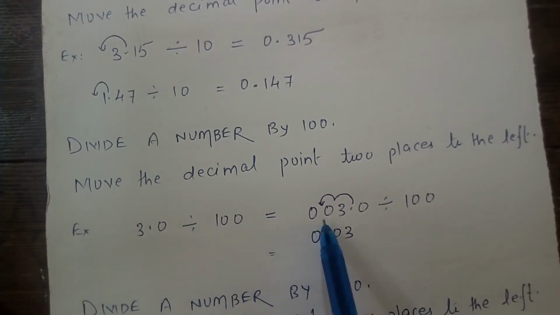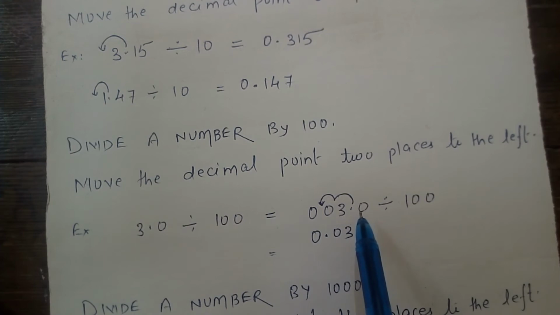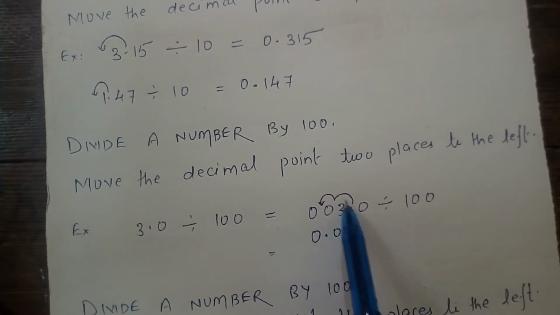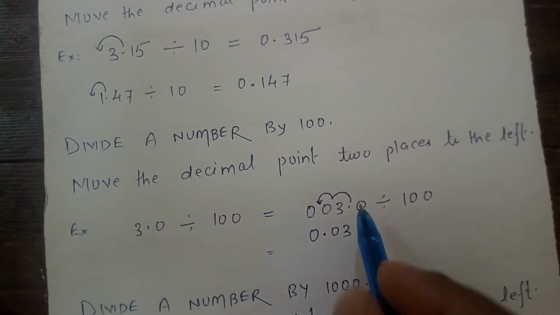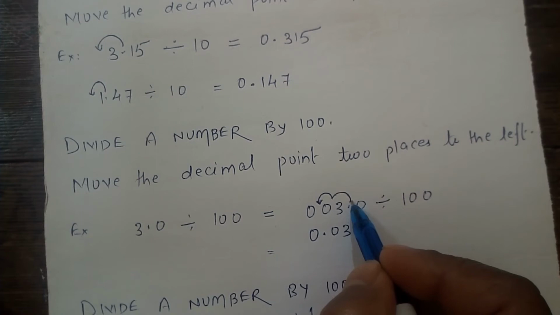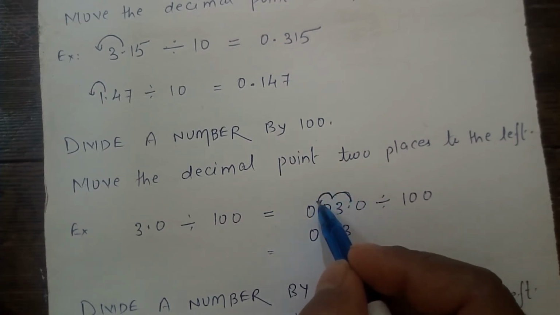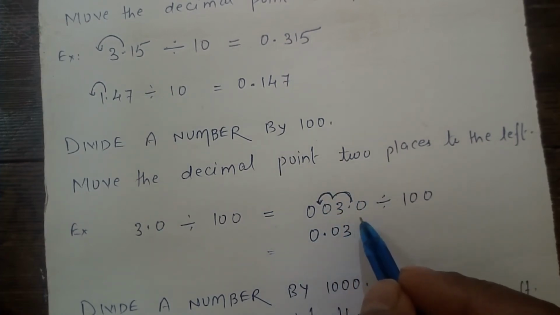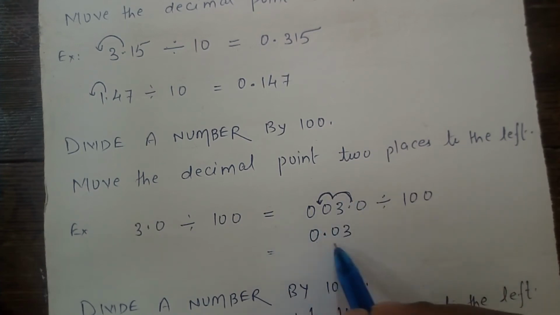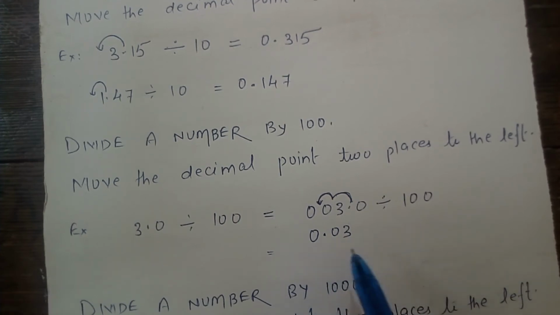3.0 we can write as 003.0. 3.0 and 003.0 both are the same. According to the statement, move the decimal point two places to the left. As you are looking, this is the first place and then the second place. So your answer will be 0.03. 0.03 is your required answer.